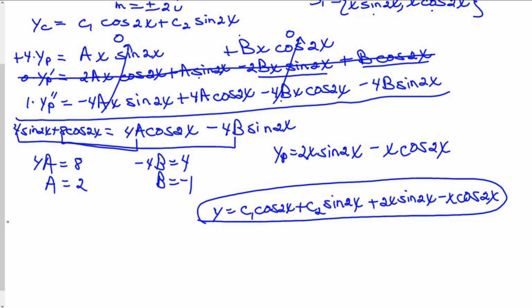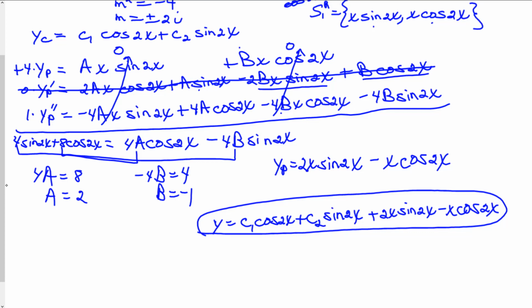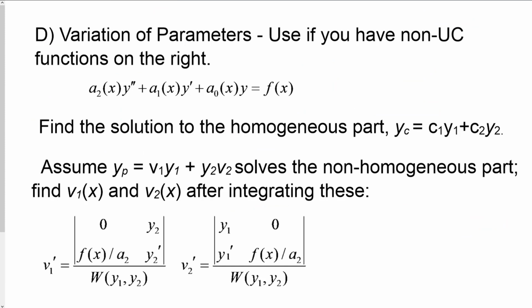You start out with a reasonable guess based on UC functions. This is the wisest move for making your guess about y sub p. If you make a bad guess, you'll end up with a system involving the unknown coefficients a, b, c, and so on that you can't solve. You might even get a contradiction. So it's very important to set up your UC sets correctly to avoid those kinds of errors.